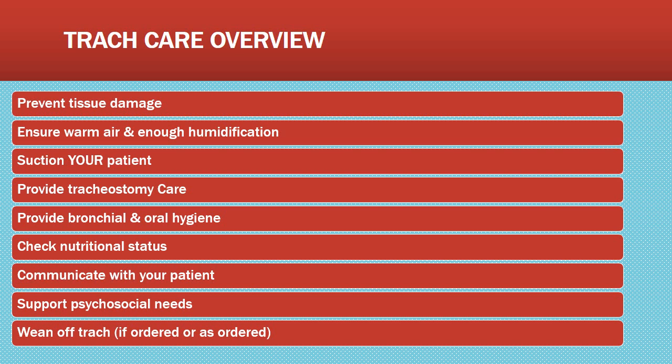You want to make sure you understand the nutritional status of this patient and how having a tracheostomy is hindering or causing problems with nutritional status. You want to communicate with this patient. Communication is key. Just because they have a trach and they can't talk, we don't forget about them. We want to make sure that we're supporting their psychosocial needs, and we want to understand the criteria for weaning them off the trach. Usually, most people in the acute care setting will probably wean off the trach. In the long term care setting, they will probably keep that trach for a while.